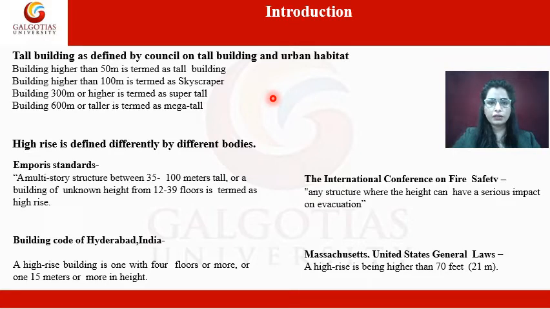So let's start with the introduction of tall building. In the previous lecture, we already discussed the definition of the tall building given by different bodies, including the Council on Tall Buildings and Urban Habitat. This council says a building higher than 50 meter is termed a tall building, higher than 100 meter is termed a skyscraper, above 300 meter is termed super tall, and above 600 meter is termed mega tall.